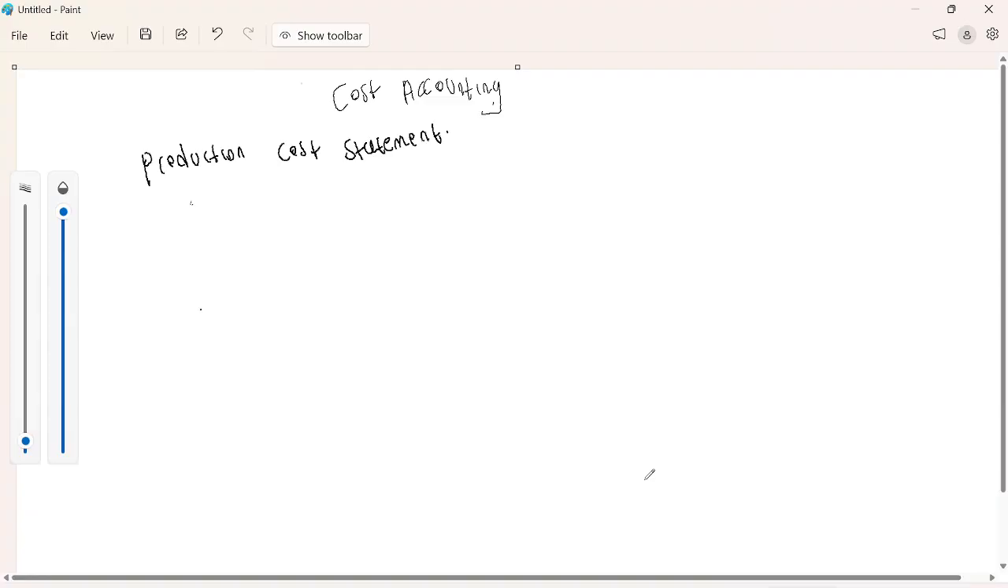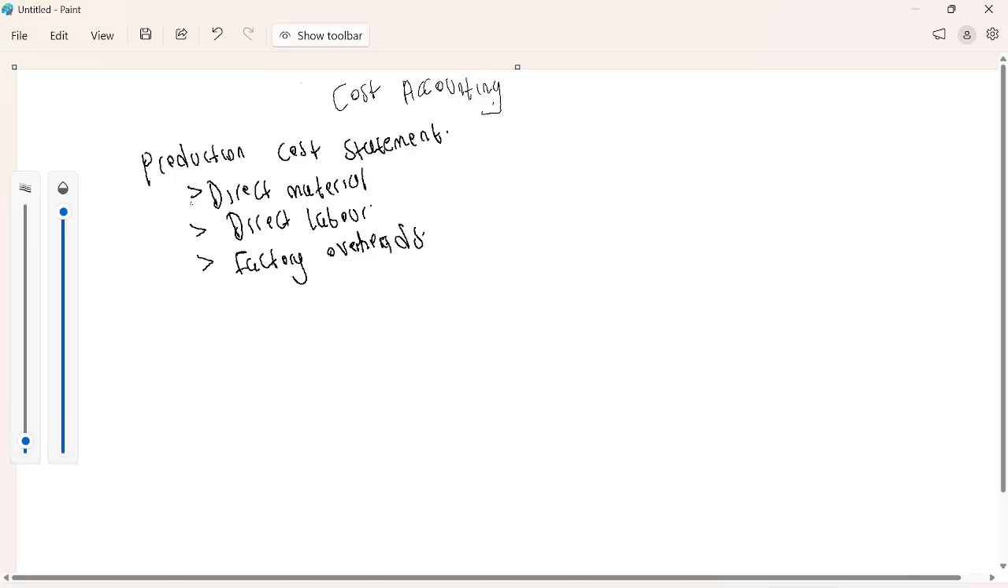The production cost statement. But in order for you to complete the production cost statement, what do you need to know? You need to know how to calculate your direct material, direct labor, and your factory overheads. Right, guys. Now, let me dive into the following T accounts, meaning let me start with the first one, which is the direct material.